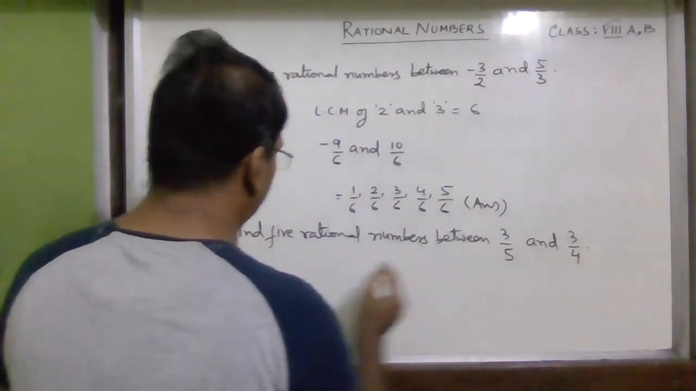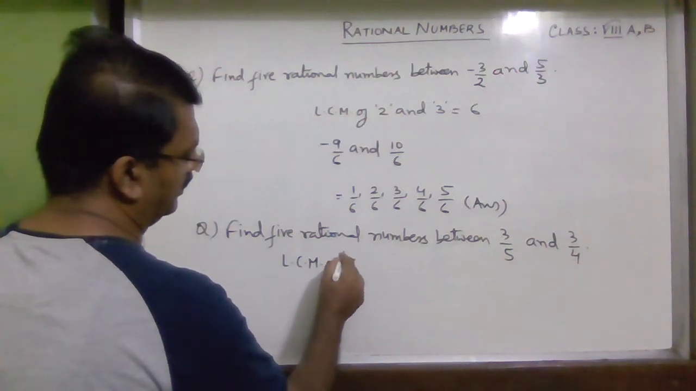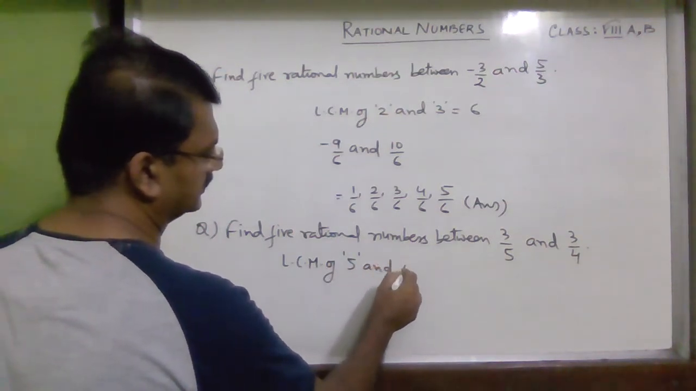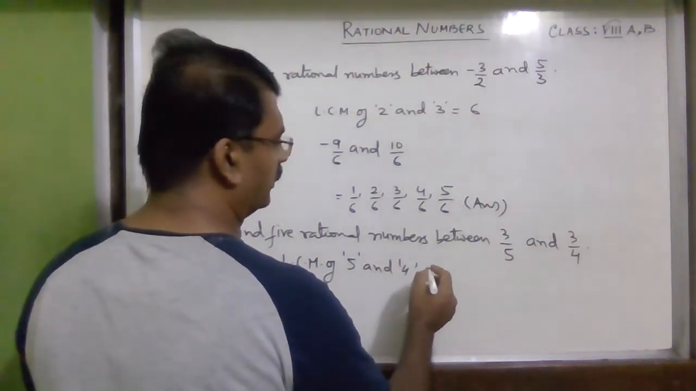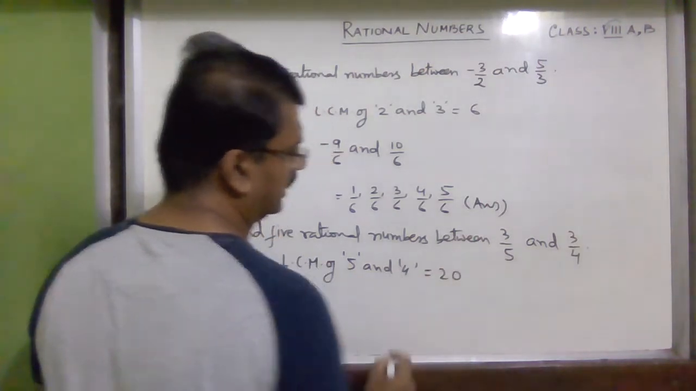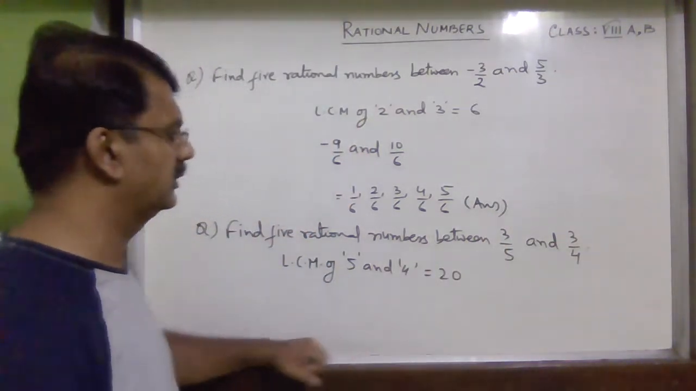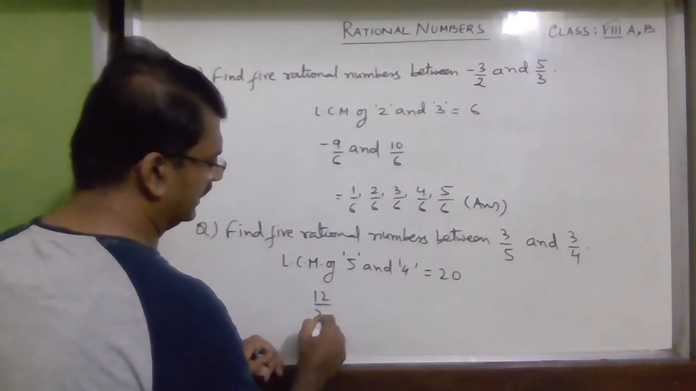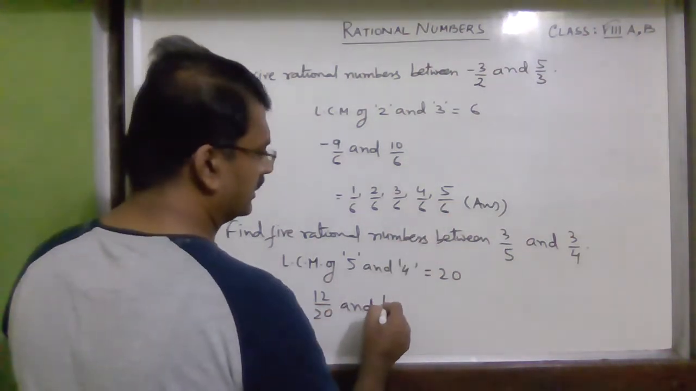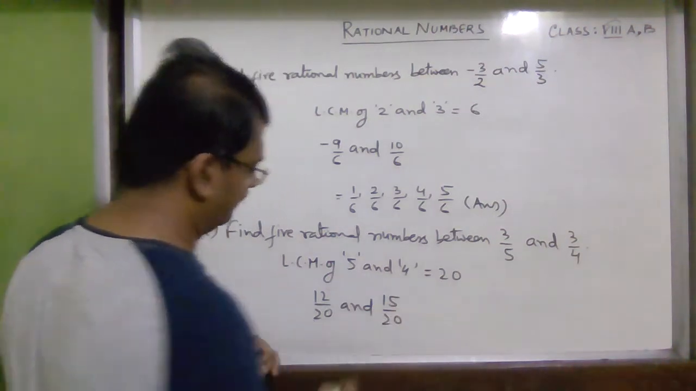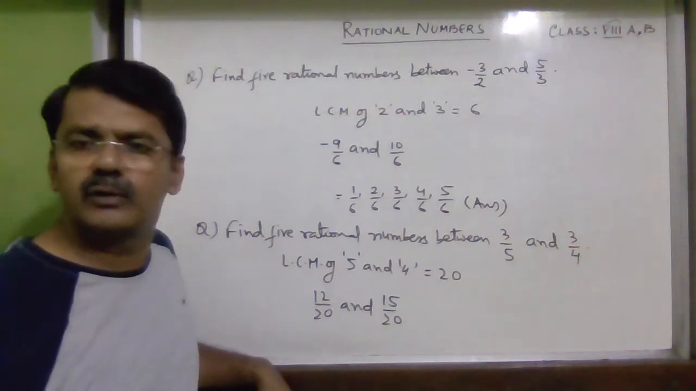The denominators are 5 and 4. LCM of 5 and 4 is equal to 20. So you multiply both numerator and denominator of the first fraction by 4. So it is 12 by 20, and there you multiply it by 5. So 15 by 20. Now between 12 and 15, 13 and 14, we are having only 2.